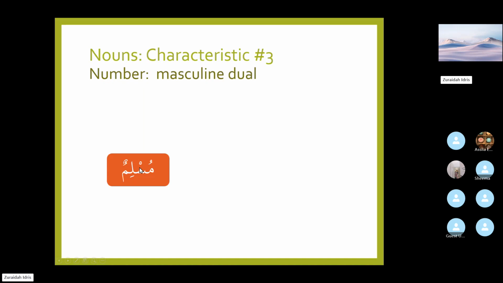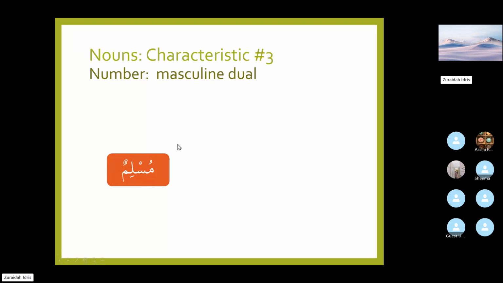Okay. So what happens to this if I want to make it masculine dual? What happens to this word if I want to make it dual? This is just single. This is one Muslim, one believer. Okay, one Muslimun. So how would I?